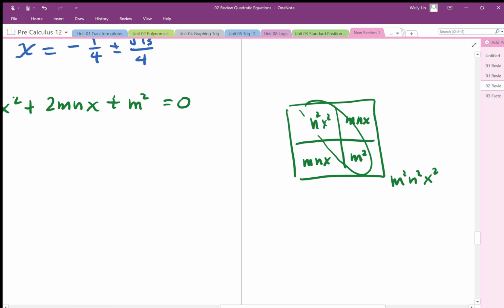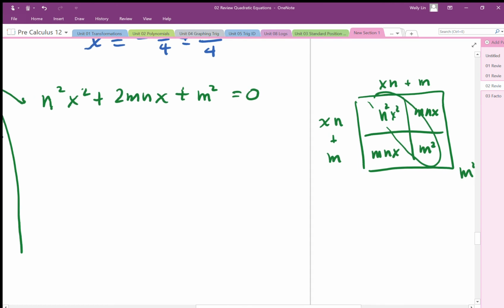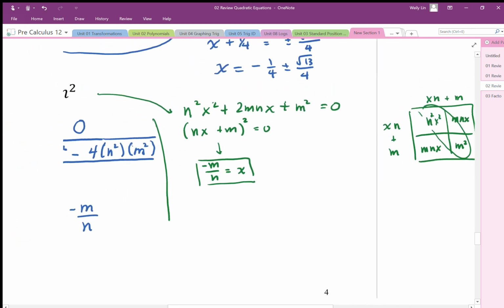That's going to give me the same, and then if I factor this, I end up with x times n, and here I'm going to have just m. Here I'm going to have x times n, and this should be plus m here. Yeah, so that's my factored form. It's going to be nx plus m all squared, and solving that equation, if it's equal to 0, I know that x is equal to negative m over n. It's the negative opposite of back divided by front, and there it is. Okay, and that's the same solution that I got in my quadratic formula, except this time I factored it.